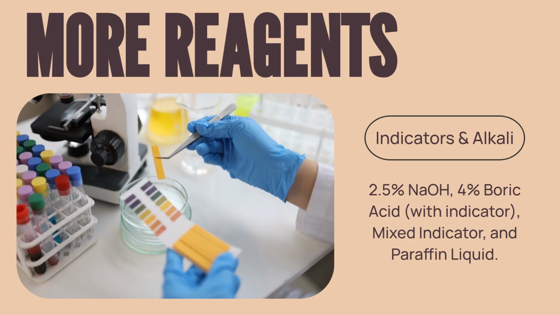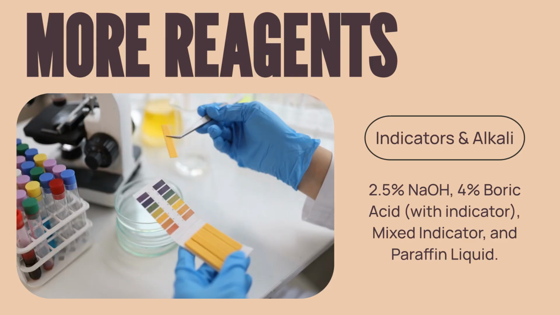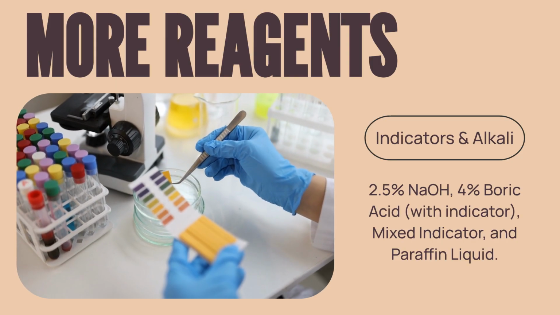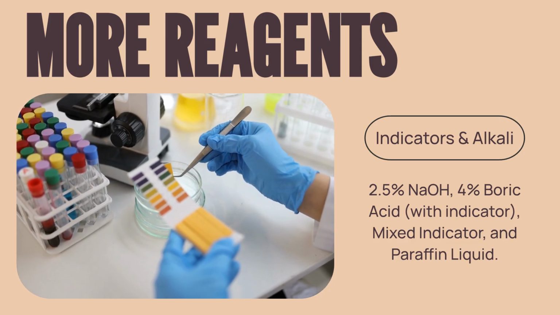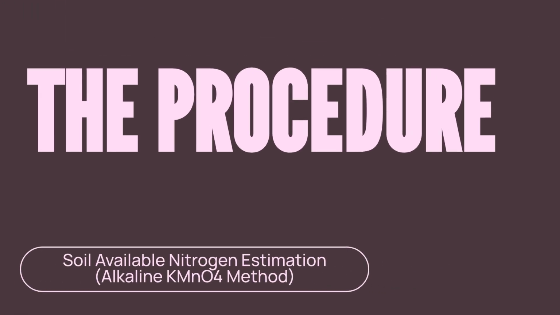For the indicator, dissolve bromocresol green and methyl red in ethanol to make the mixed indicator. Then prepare 4% boric acid solution, adding 5 milliliters of the mixed indicator. And finally, have paraffin liquid ready. Now, let's proceed with the preparation for the distillation process.